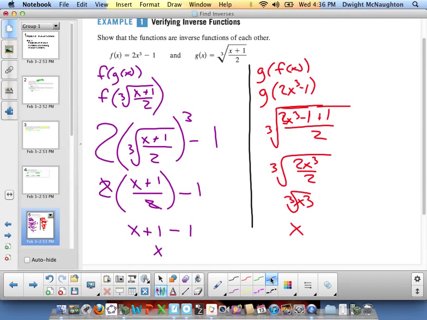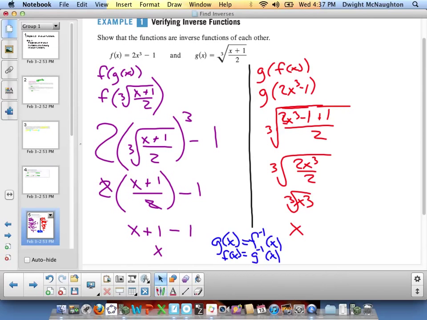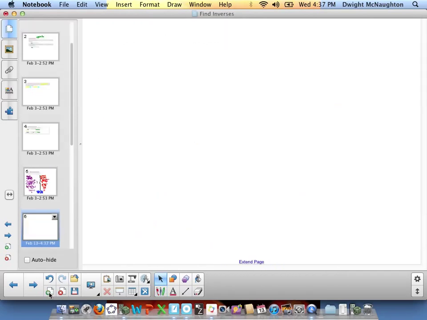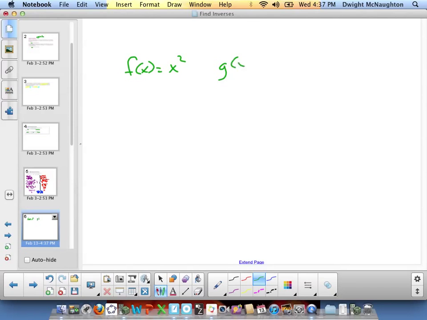So we can say that g of x equals the inverse of f of x, or vice versa, f of x equals the inverse of g of x. When you can compose them both ways down to x, they are inverses. And I say both ways because an example of a function that works one way but not the other is f of x equals x squared, g of x equals the square root of x.